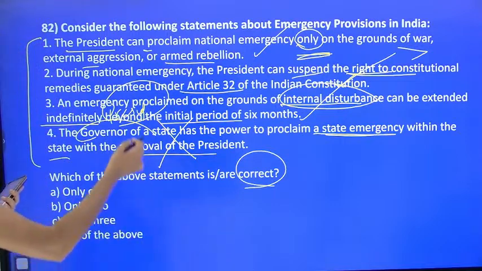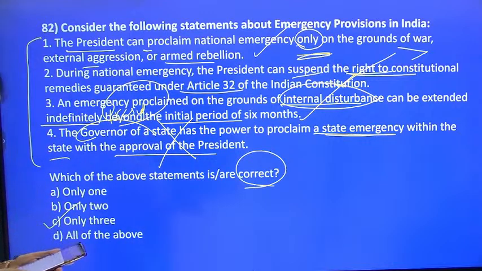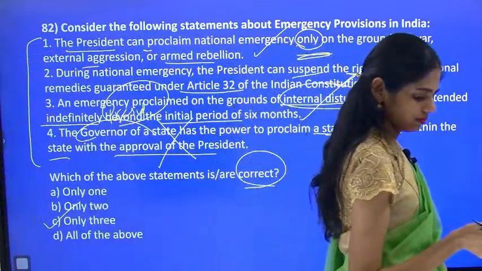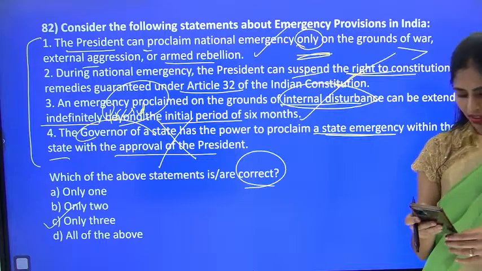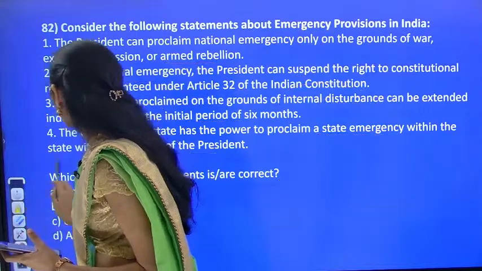So how many statements are correct? 1, 2, 3. So answer is C, only 3. Clear? Very good, Raghu. Okay, very good, Upender. Yes. Now let us move on to next question.